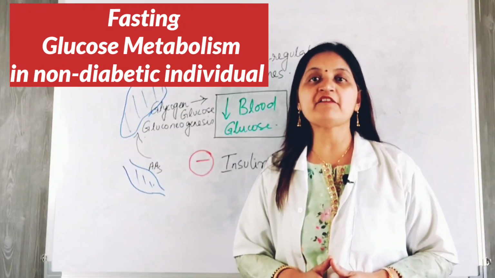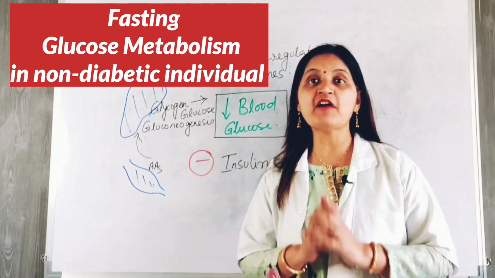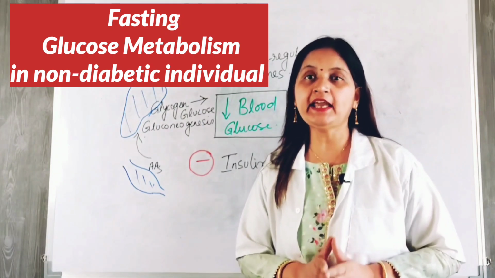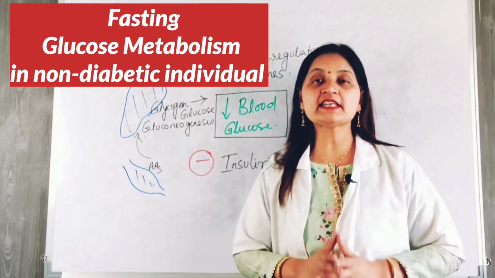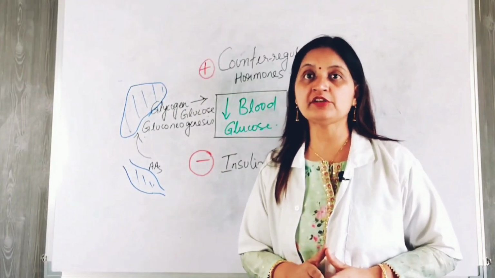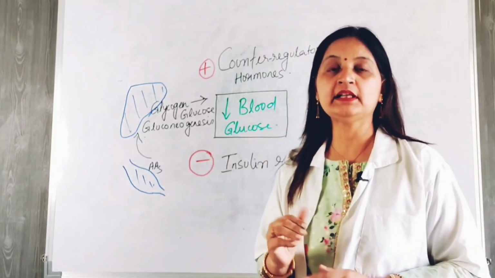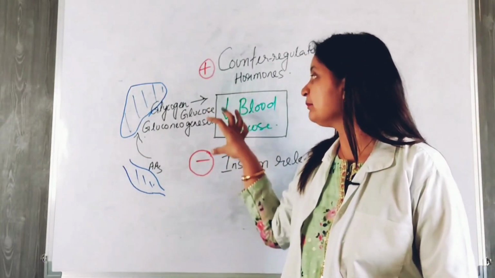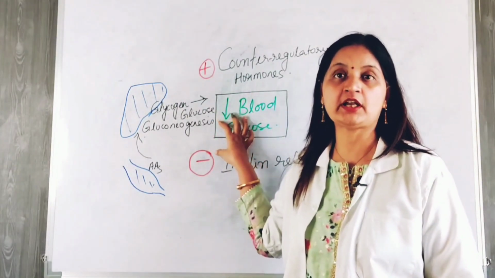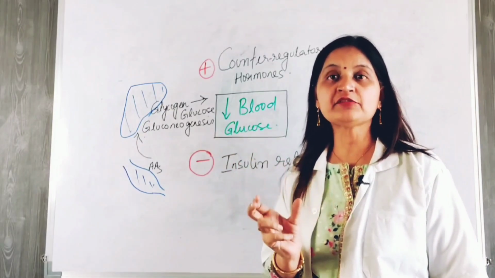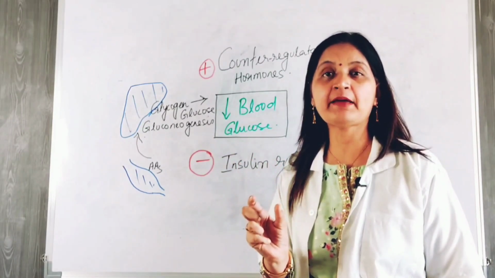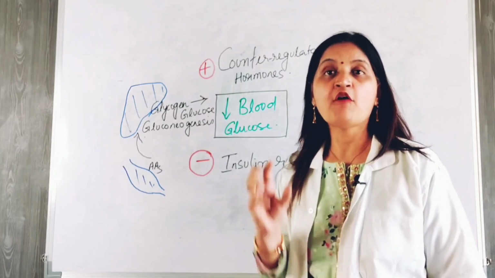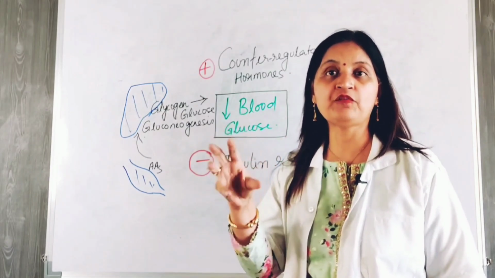Now let us see what are the effects on glucose metabolism in the fasting state in a healthy individual. In the fasting state, as the blood glucose concentration drops towards normal, several processes are activated to maintain a minimum blood glucose concentration, because a blood concentration of 40 to 70 mg per deciliter is required for the central nervous system to function.